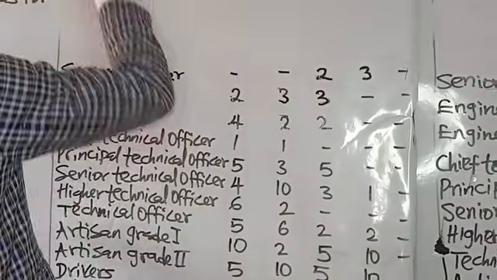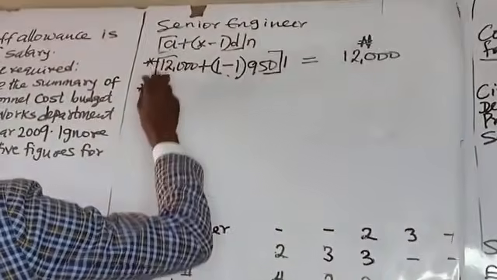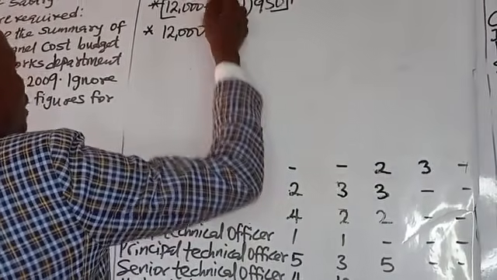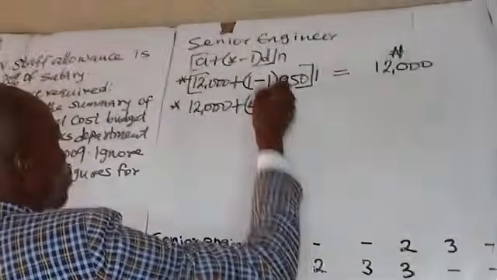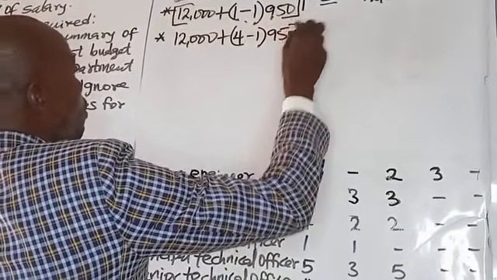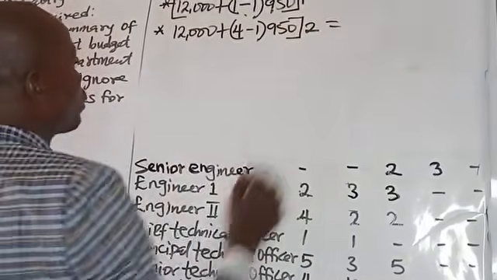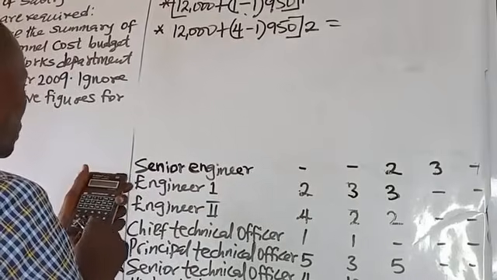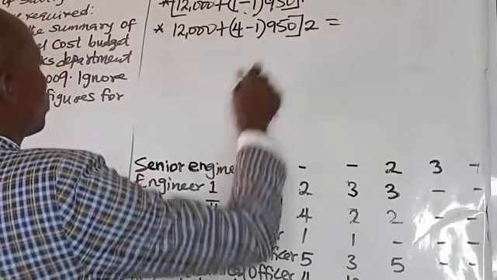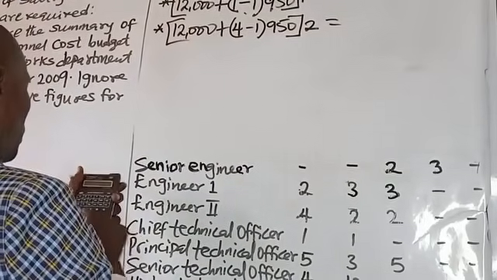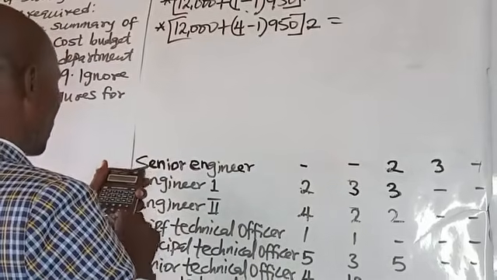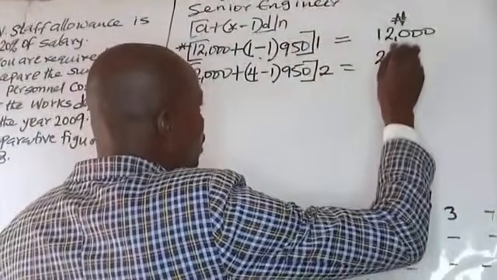Now, let's calculate for that. Step 4, 12,000 is the basic salary. A is 12,000 plus those people are now in step 4. X is 4 minus 1 into increment of 950. And the number of people who will now move to step 4 are 2 in number. So we have 4 minus 1, that will be 3. 3 times 950 gives us 2,850. 2,850 plus 12,000 is 14,850 times 2 employees. We have 29,700.